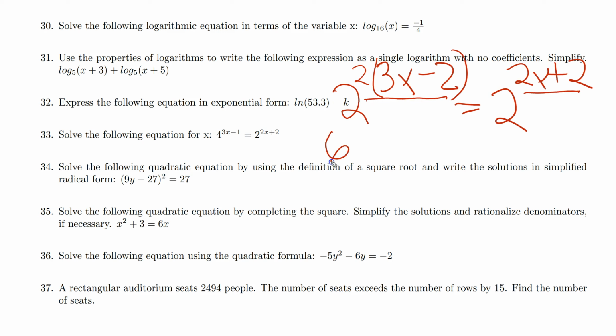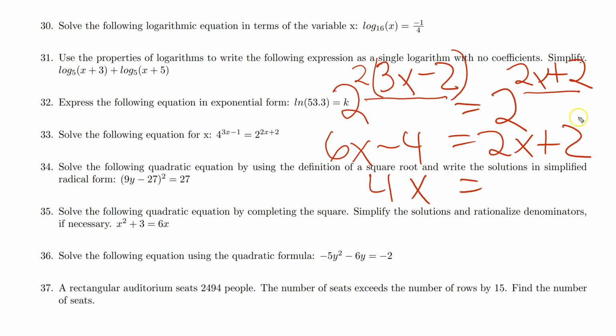So this is 6x minus 4 equals 2x plus 2. Transpose, and this is 4x. Transpose, and this is 6. And then I get x equals, divide by 4 and simplify, 3/2. So the key here is to get our bases so they are the same. And then once the bases are the same, we equate the exponents to each other.